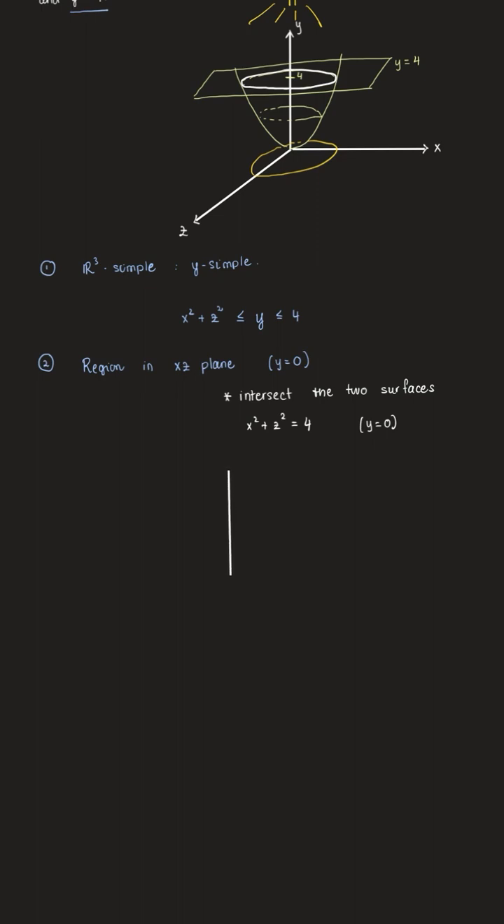If you don't sketch the region in space, that's okay, but it's really important to sketch your region in R2, and I'm going to put z as my vertical axis and x as my horizontal axis. And here we have a circle of radius 2. That is our projection.